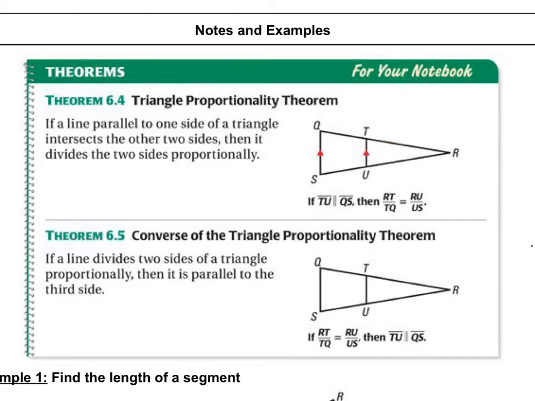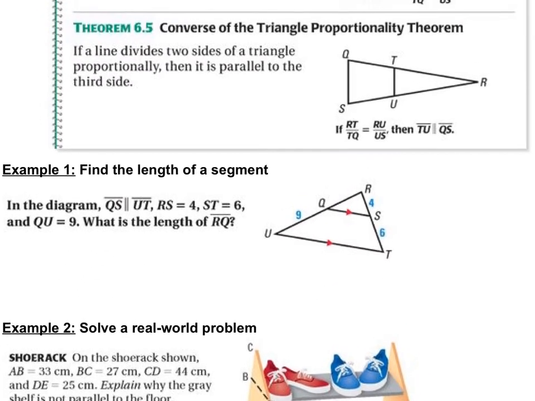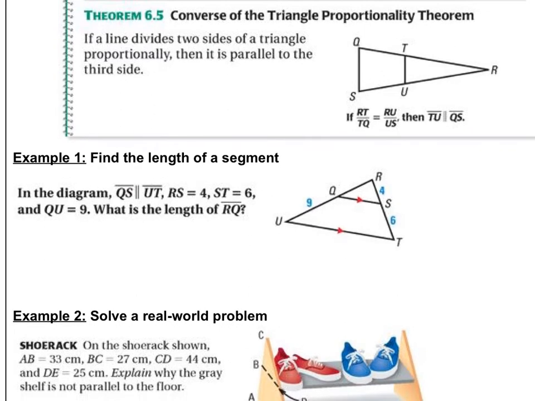Okay, then they have the converse of that. So if we have the ratio here that is proportional, then these two lines are parallel. Okay, so we're just going to put that into use right now. So they want us to find a line segment. In the diagram, we are given this information right here.